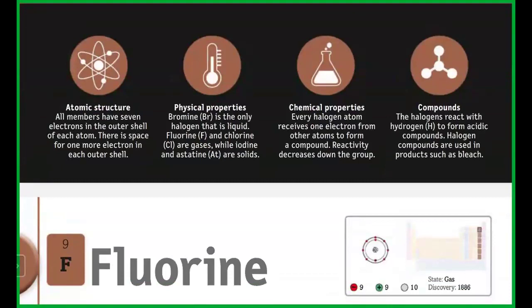So first of all, we have the atomic structure. All members have 7 electrons in the outer shell of each atom. There is space for 1 more electron in each outer shell. And then we have physical properties. Bromine, or Br, is the only halogen that is liquid. Fluorine and chlorine are gases, while iodine and astatine are solids. So physical properties in halogens vary, and can be in the form of liquid, solids, and even gases.